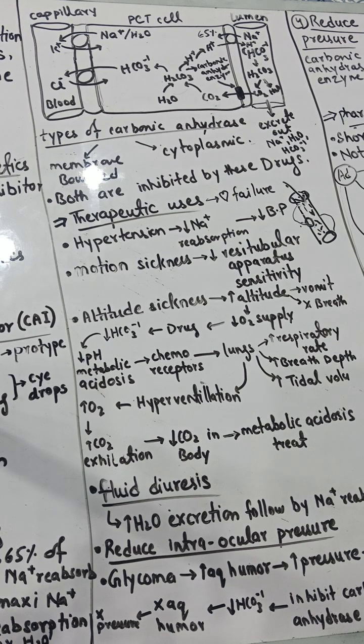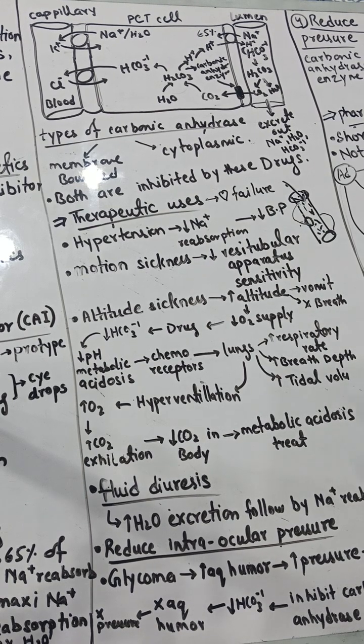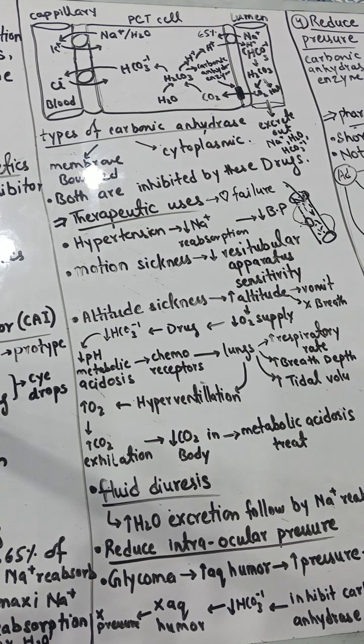So we use this drug in motion sickness, because it decreases the sensitivity of the vestibular apparatus. So it will block the signals sent by the vestibular apparatus to your brain, to your CTZ area, to your vomiting center. As a result, vomiting cannot occur.